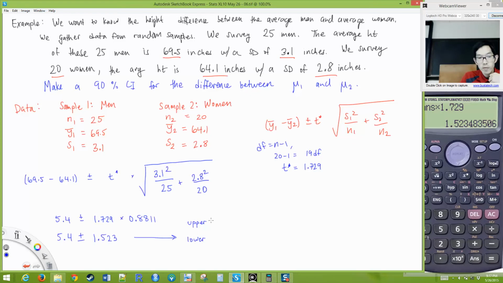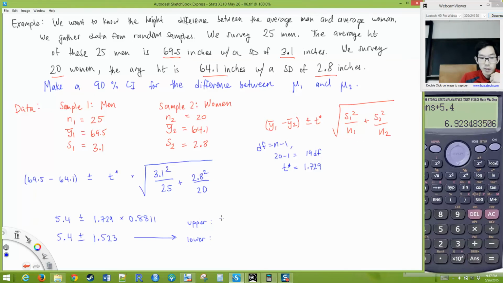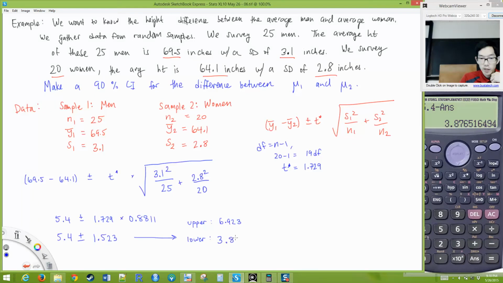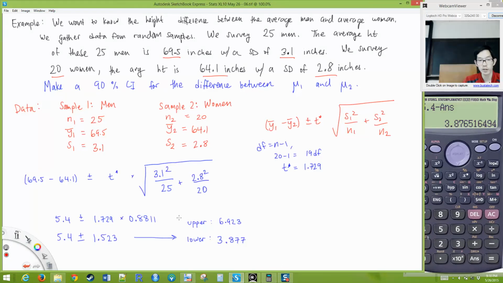So I do this plus 5.4, and I get 3.877. Okay. So I get this as my upper and lower bounds of the confidence interval, and I would write something like this.